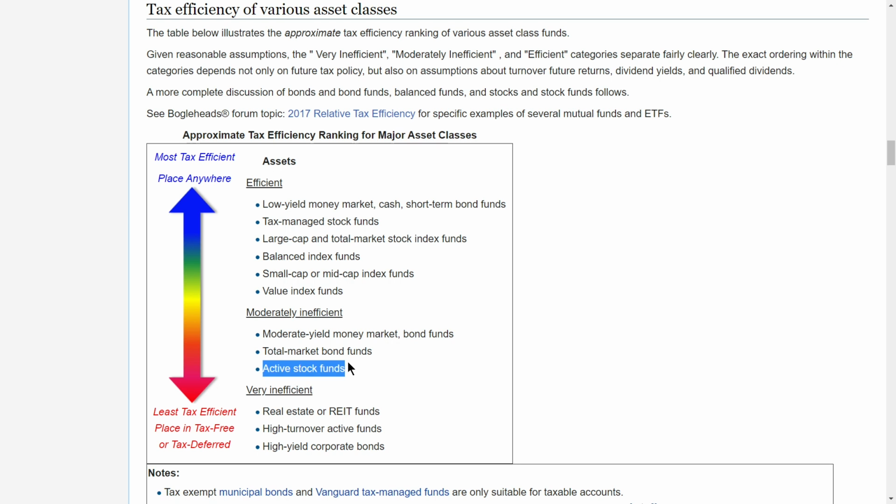And there's the other end of the spectrum where you have very inefficient funds, and those are your real estate investment trusts, or REITs. Also, funds which have very high turnover, for example actively managed funds and funds which are frequently traded, have what's called a very high turnover because a lot of people are buying and selling all the time. They're not long-term investors, and this generates many tax events, and this is why these funds are tax inefficient. Also, speaking of bonds, high-yield corporate bonds are also very inefficient.